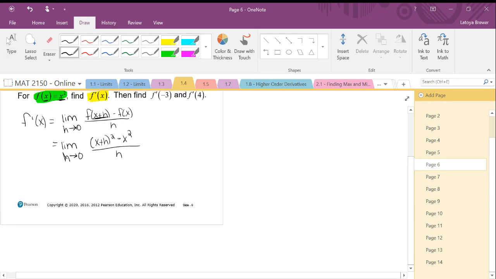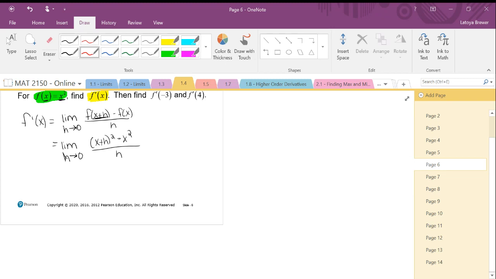Now, before I can actually find this derivative, we have to simplify this. They're not going to tell you to find the derivative in simplest form. It's your job, from this point forward, to always give the derivative in simplest form. My first and foremost job is to write this in its simplest form.